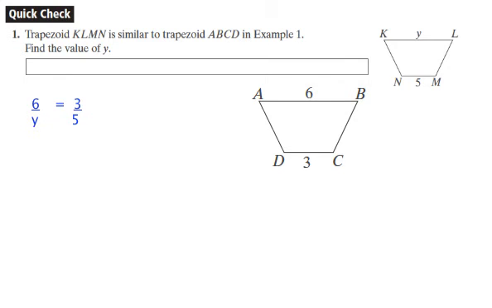Now we're going to cross multiply. 5 times 6 and Y times 3. Well, 5 times 6 is 30, and 3 times Y is 3Y. Now we're ready to divide both sides by 3. 30 divided by 3 is 10, and 3Y divided by 3 is Y. So Y equals 10. Pause the video if you need more time to finish up this problem. Don't forget to write down a question that you can ask in class.